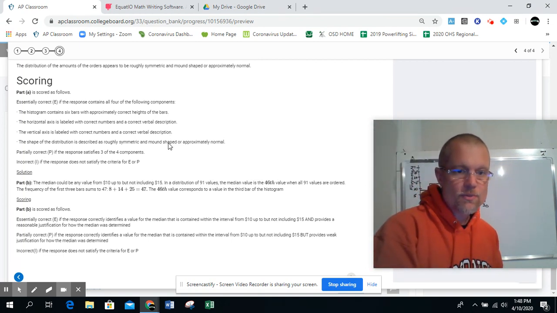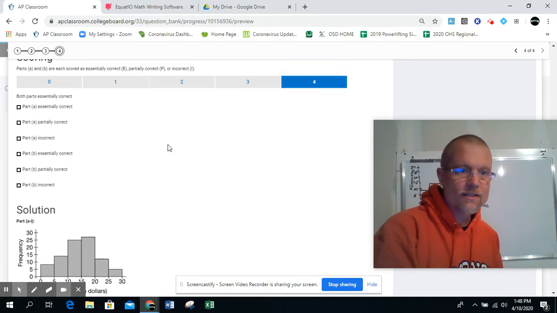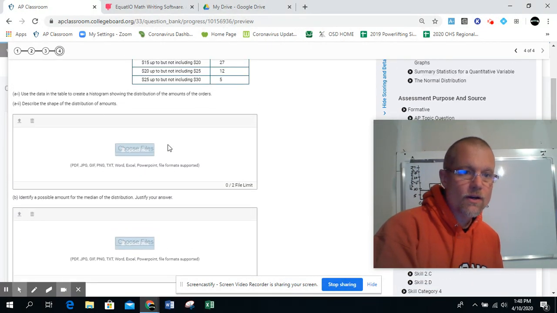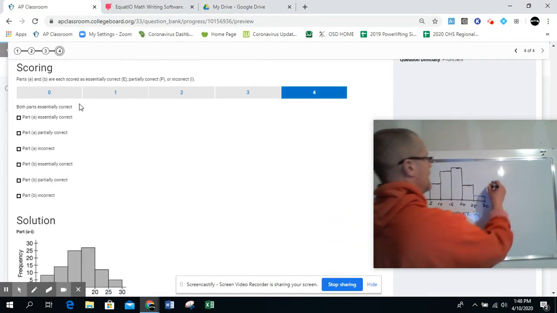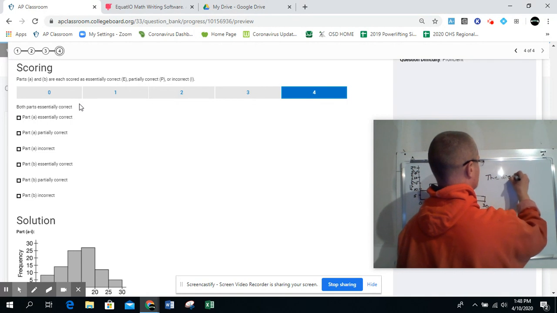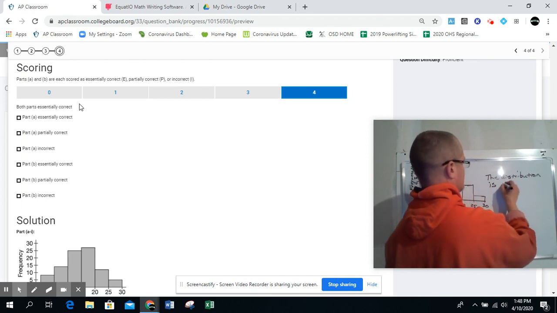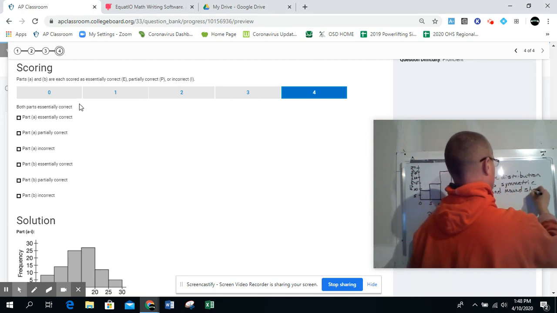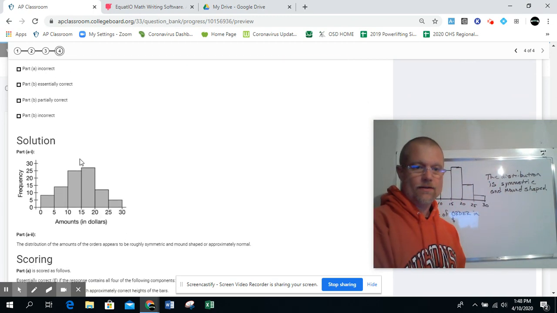And then shape of the distribution is described as roughly symmetric or approximately normal. Now, I didn't look at that. Let's see. Did it say describe? I'd say I didn't read very well. Oh, yeah. A2, describe the shape of the distribution of amounts. So then I would say the distribution is symmetric and mound shaped. You can say approximately normal if you want. They weren't going to take off points for that.